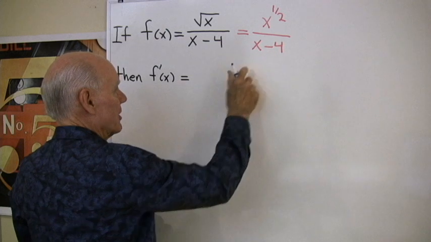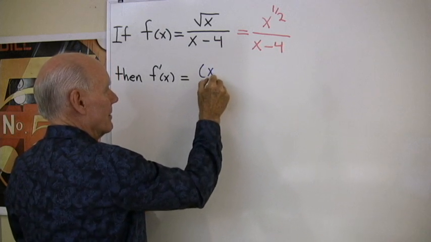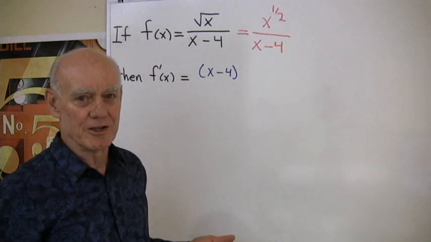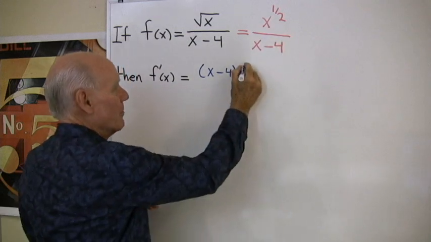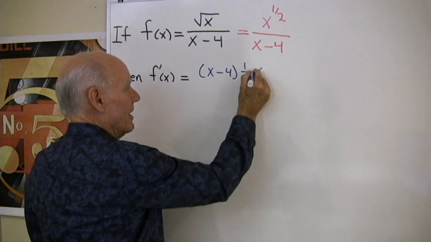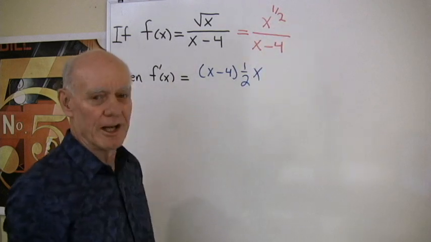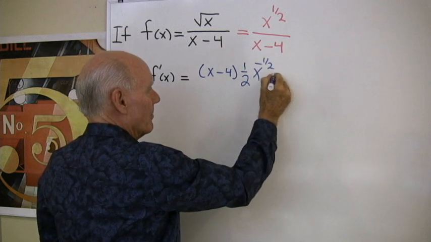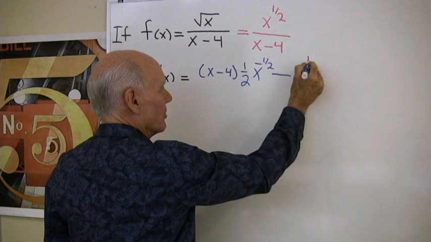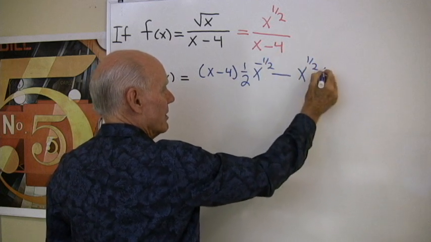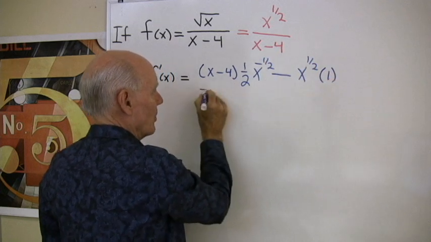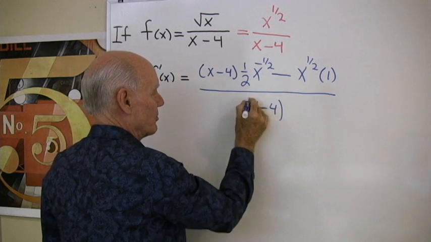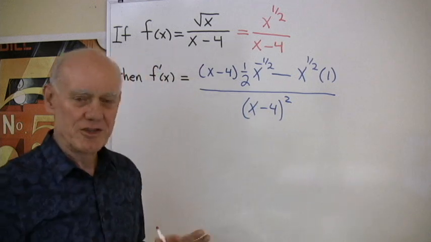I can apply it pretty easily. So I'll do that. I'll take the denominator times the derivative of the numerator. Well, it's x to the 1/2, so I bring the 1/2 out in front, x to the power 1 less, 1/2 minus 1 is going to be negative 1/2. Minus the top, x to the 1/2, times the derivative of the denominator, which is just 1, all divided by the denominator squared. So that's the derivative.